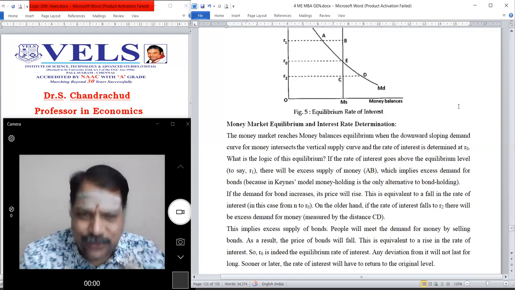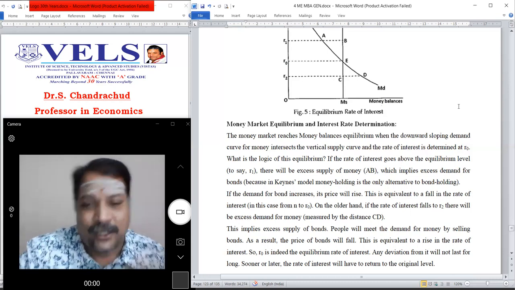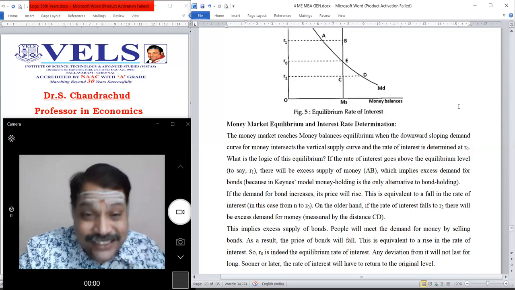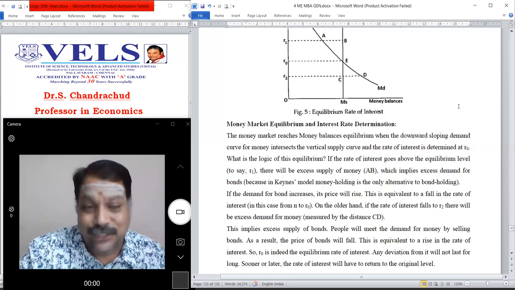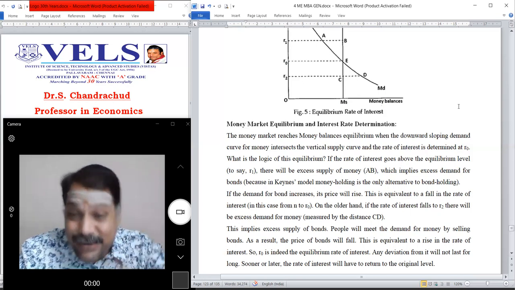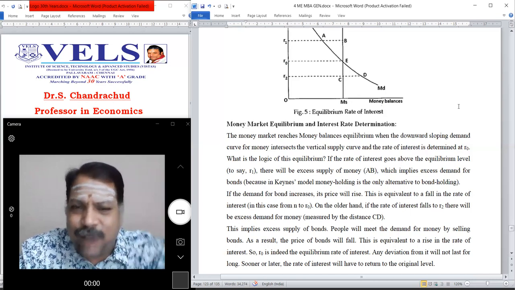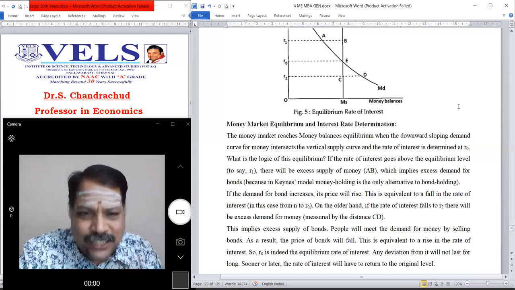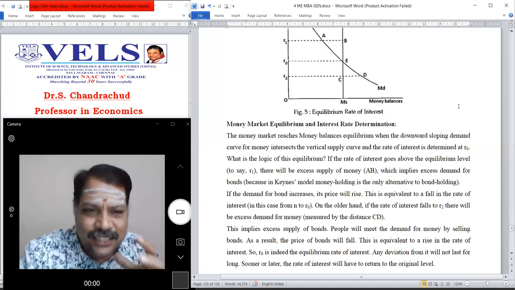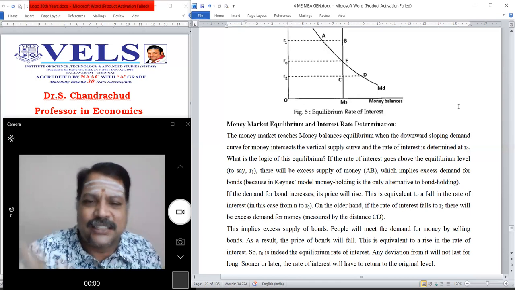What is the logic of this particular equilibrium? If the rate of interest goes above the equilibrium level, say R1, there will be an excess money supply. Say AB is the excess money supply, which implies the excess demand for the bond. Because Keynes' model of money holding says the alternative use of that particular money is bond holding. If the demand for the bond increases, its price will rise. This is equivalent to the fall in the interest rate. In this case, it is R0.